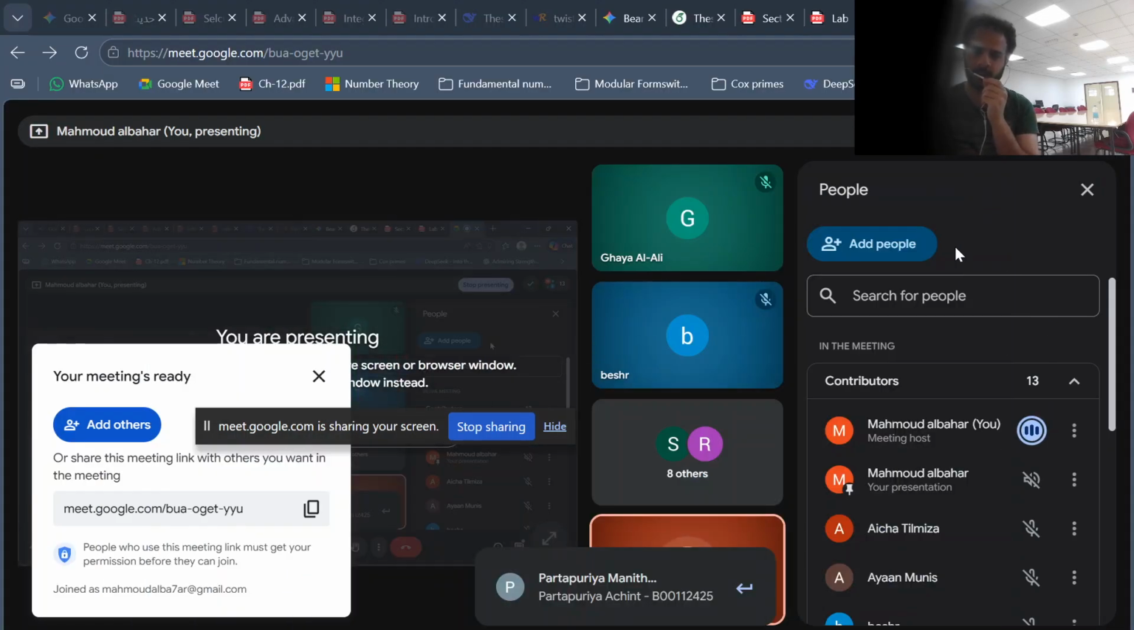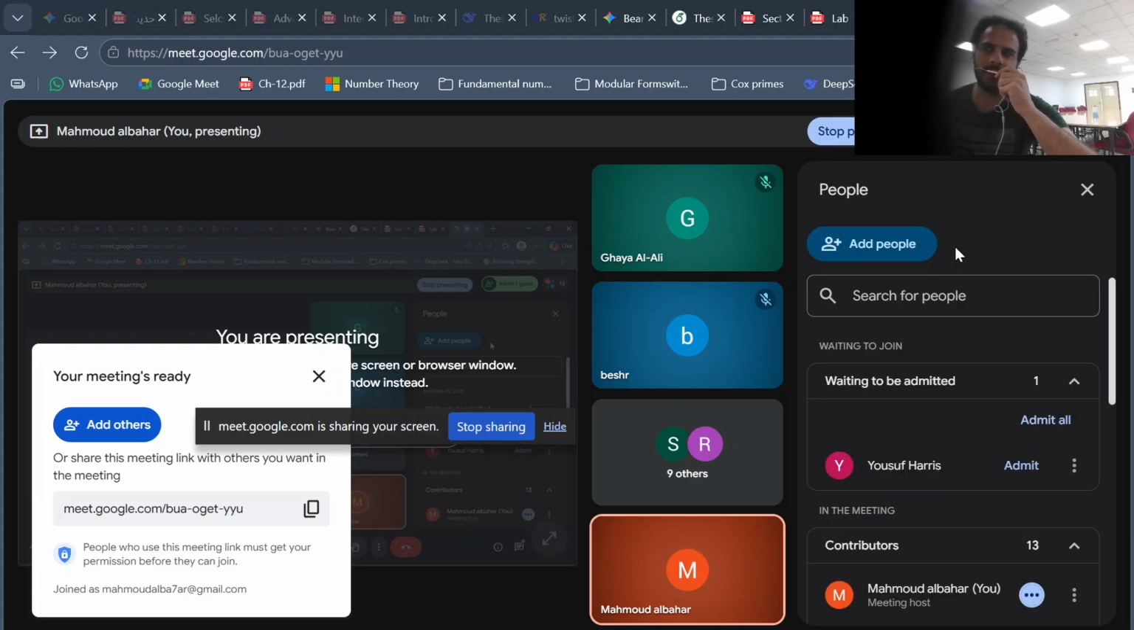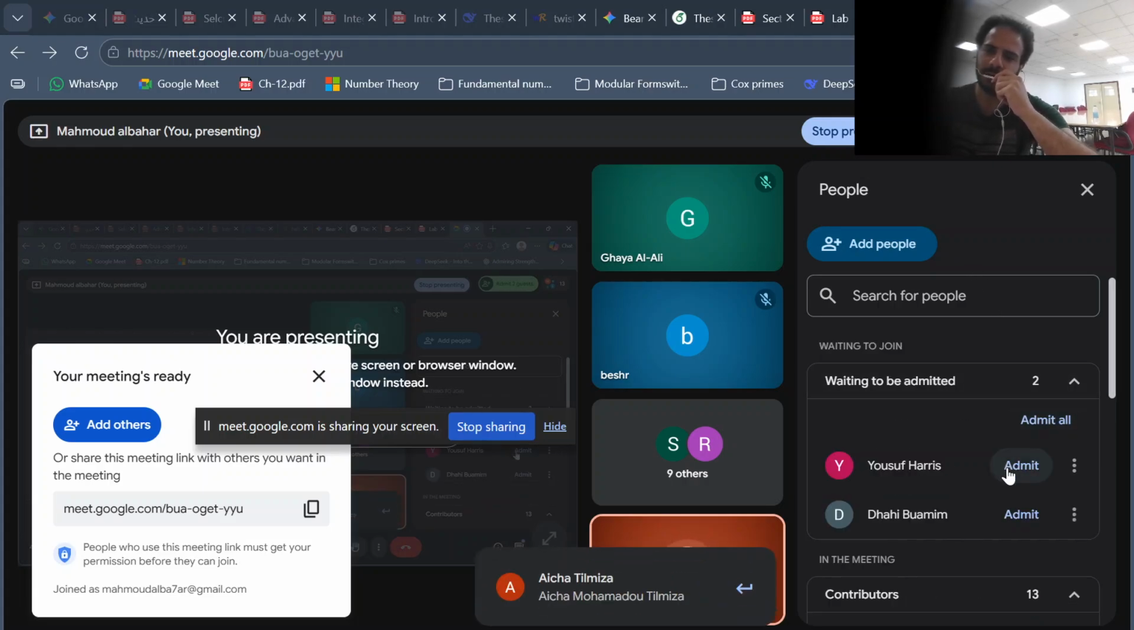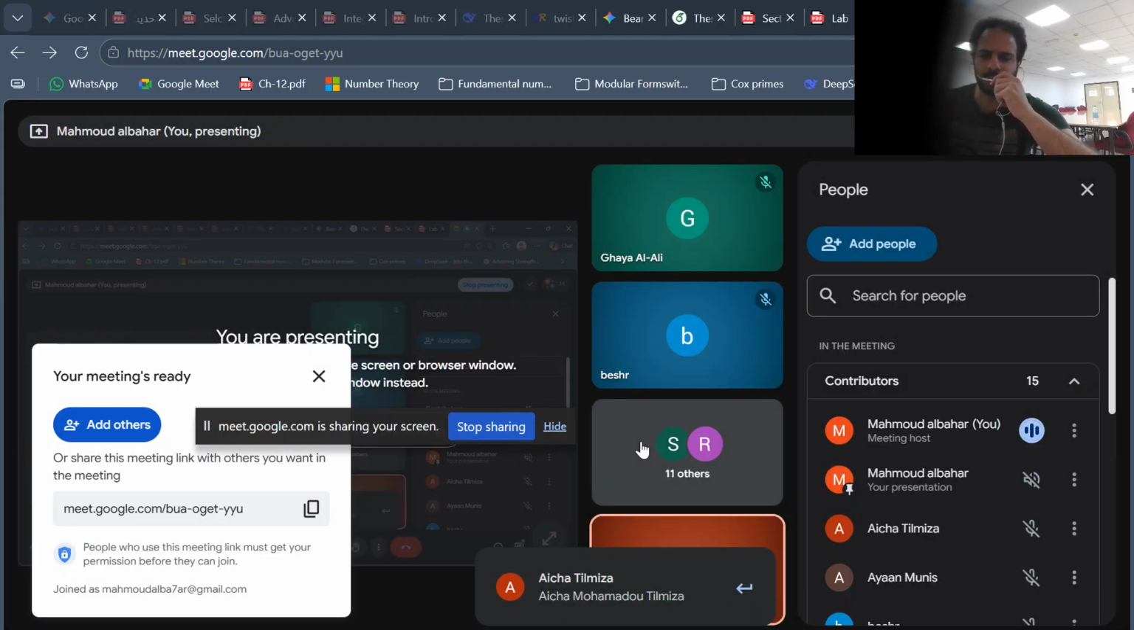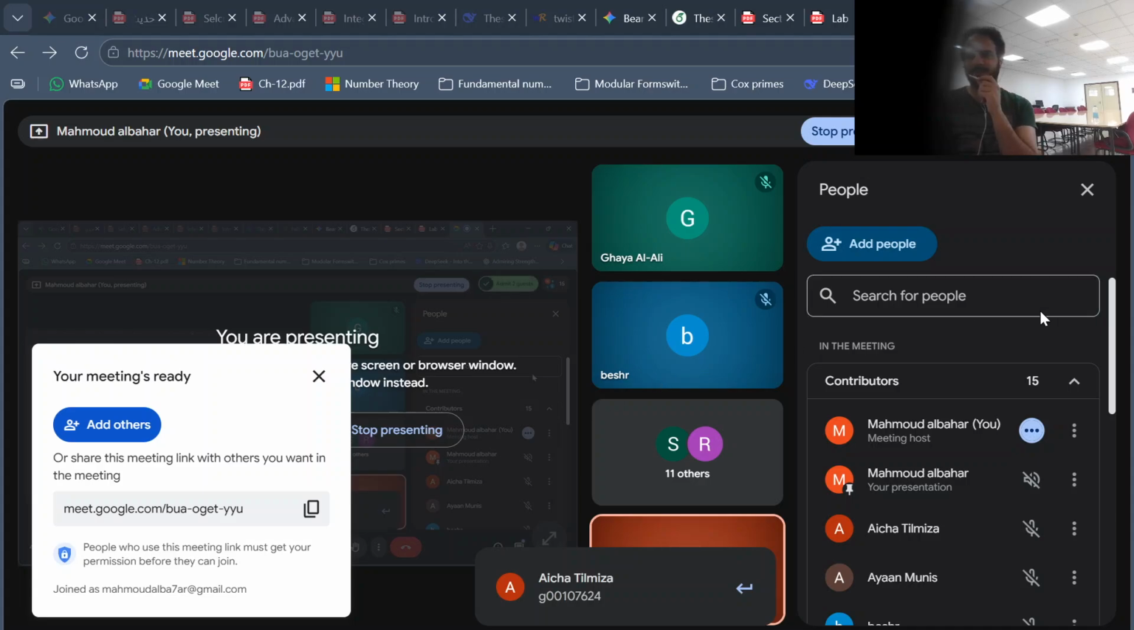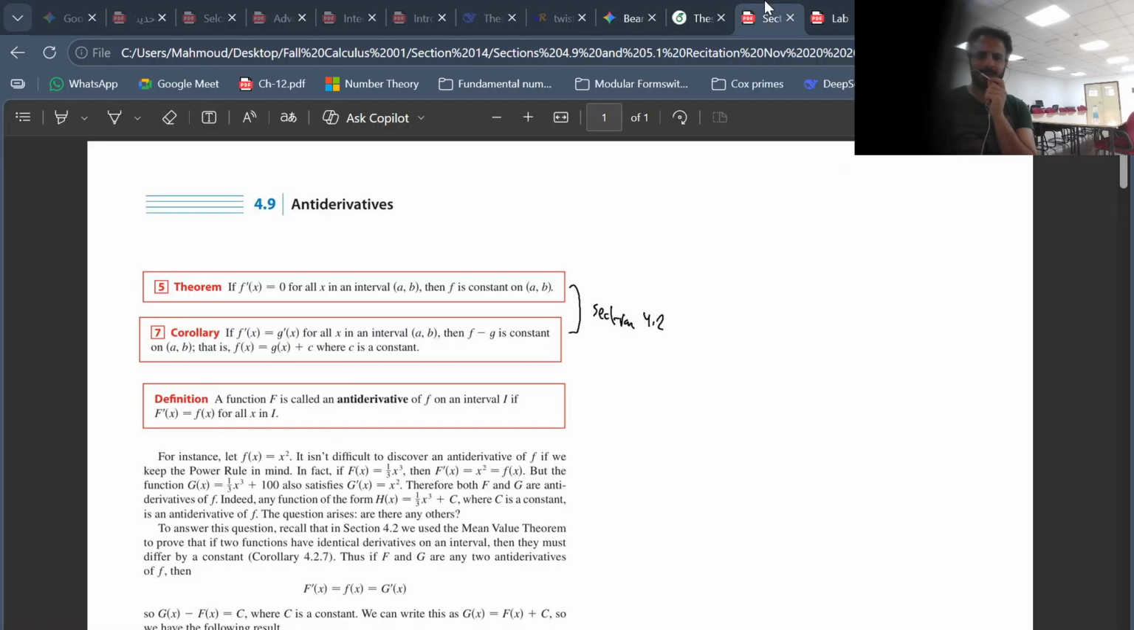Good afternoon, everyone. Today we will study section 4.9, antiderivatives, and the start of Chapter 5 about integration, Riemann sum and integration. Good. Let's start here.